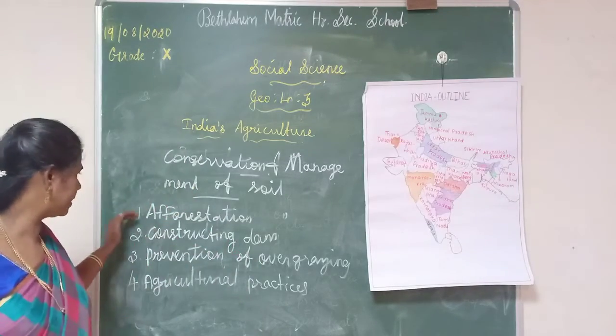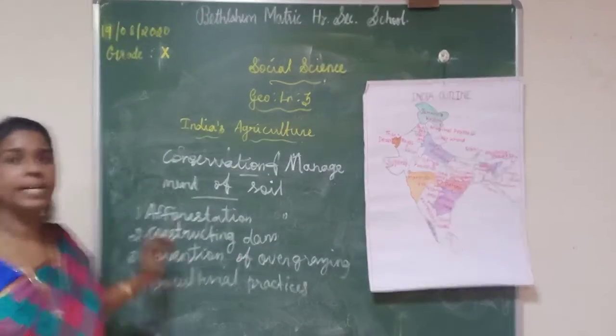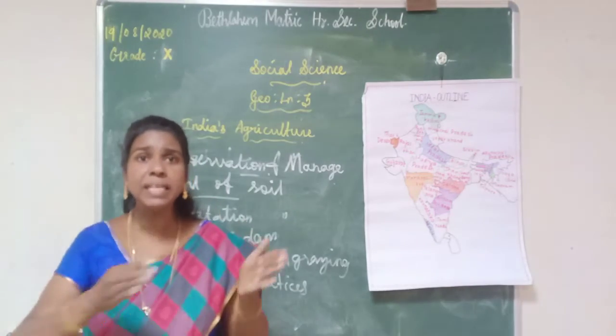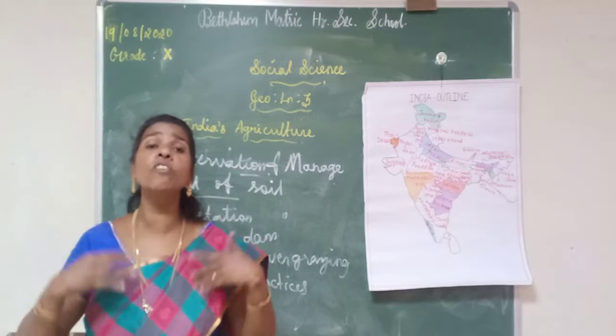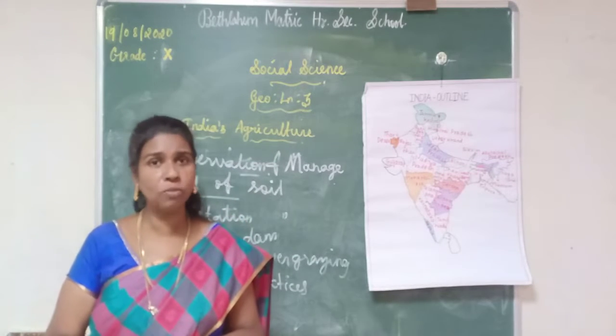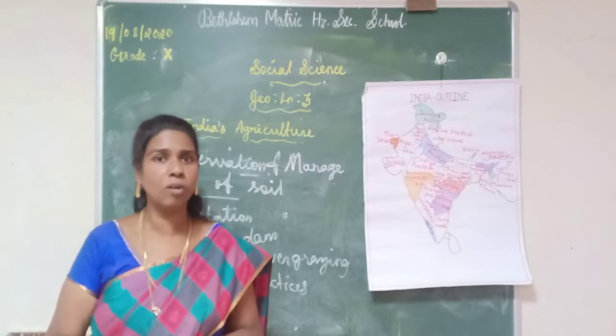Then the second one is constructing dam. Dam is a big wall, everyone knows it. It is built across the river to stop the overflowing water and make a lake. Through constructing dam also we can conserve and manage the soil.